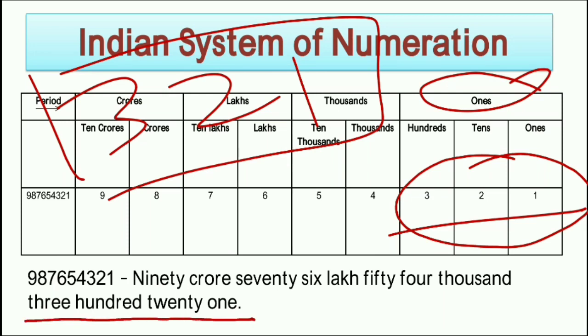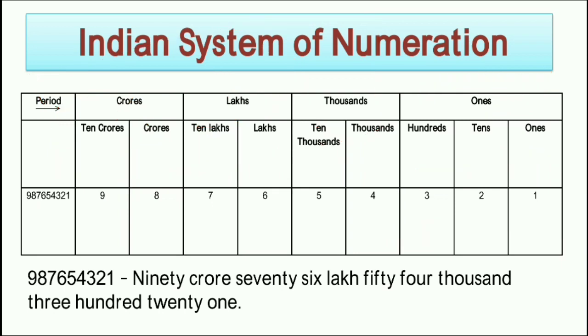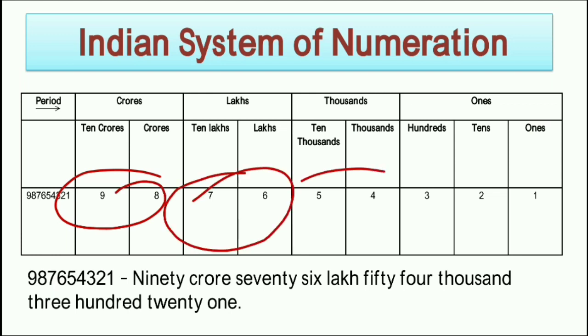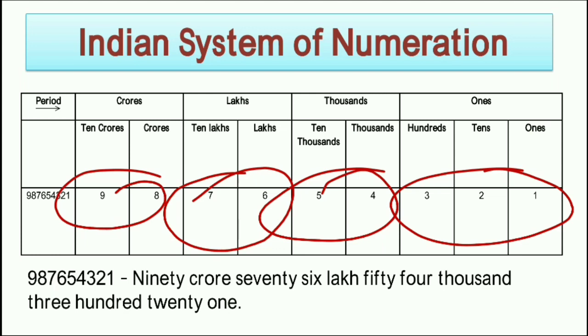So according to the period we read the number, we numerate the number. Got it? I hope that you understood. In one period whatever digits come, they are read together. That's why 98 crore, 76 lakhs, 54,321, because this belongs to this period, this belongs to this period, and this belongs to this period. So we have understood how to numerate the number according to the Indian system of numeration.